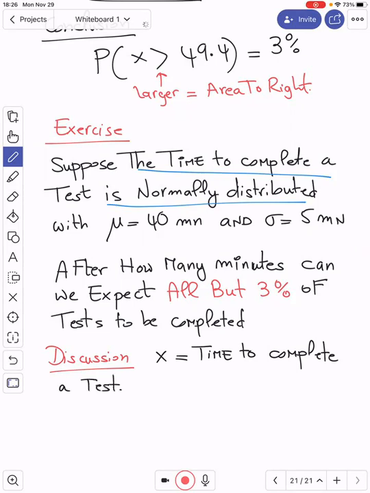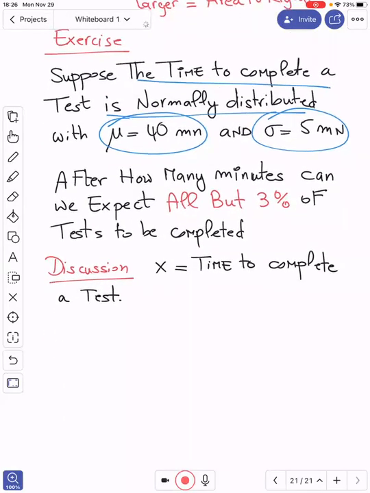We know that the mean of the normal distribution is 40, and the standard deviation is sigma. Now the question is, after how many minutes can we expect all but 3% of tests to be completed?